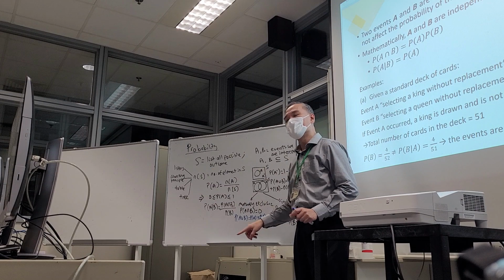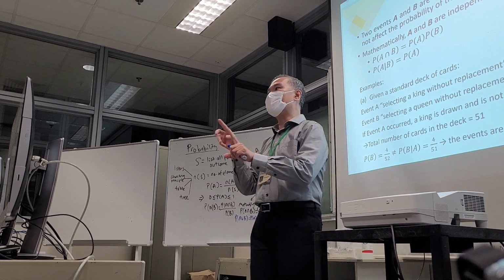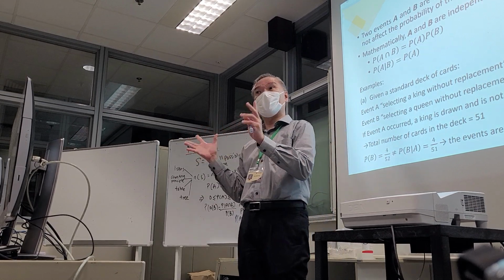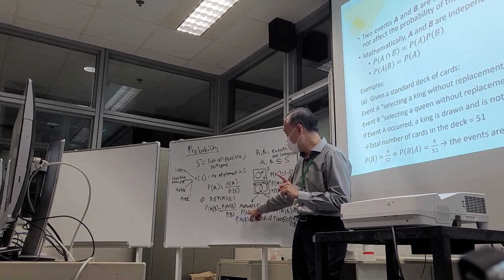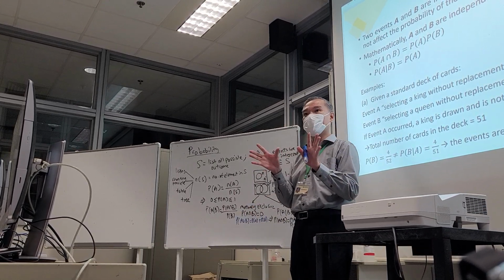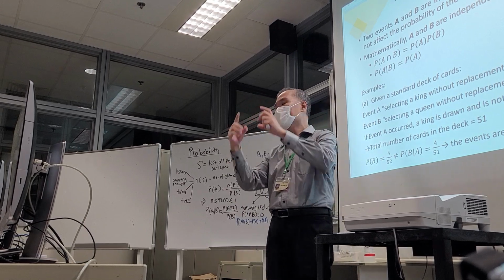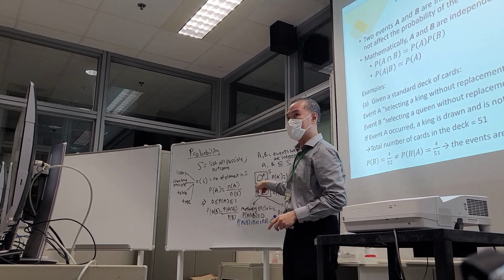Okay, so this looks like the additive principle in counting principles, right? But take note, this one has a condition. The condition is that A and B must be mutually exclusive, that means there's no common intersection between the two events.